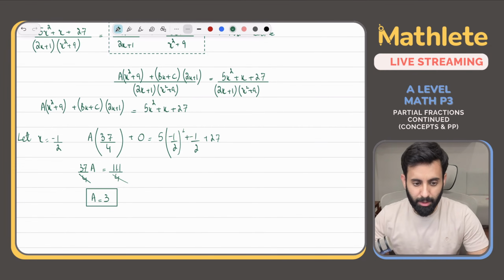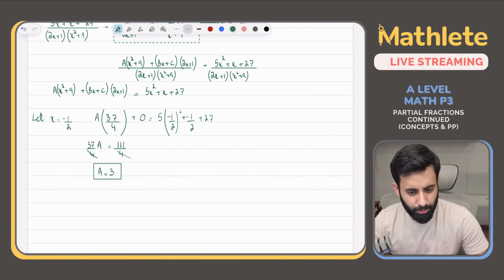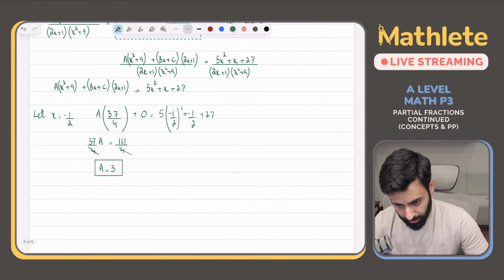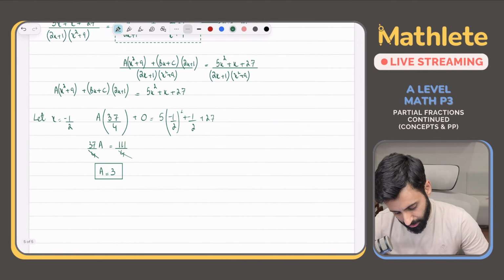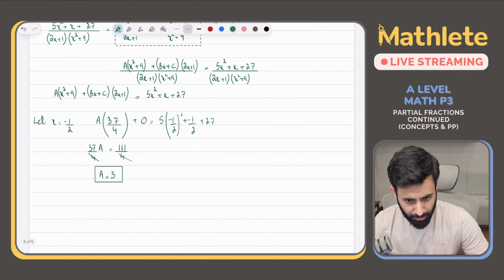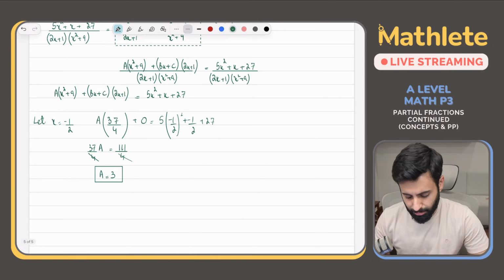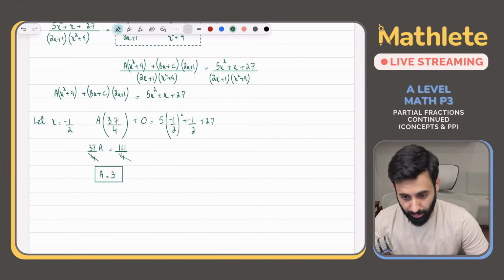Now that we have the value of A, let's think of what else we can substitute. Okay, so this is what it looks like. Not 115, Mariam, it's going to be 111. Okay, you've probably made some calculation error or something. That is why you're not getting the right answer.